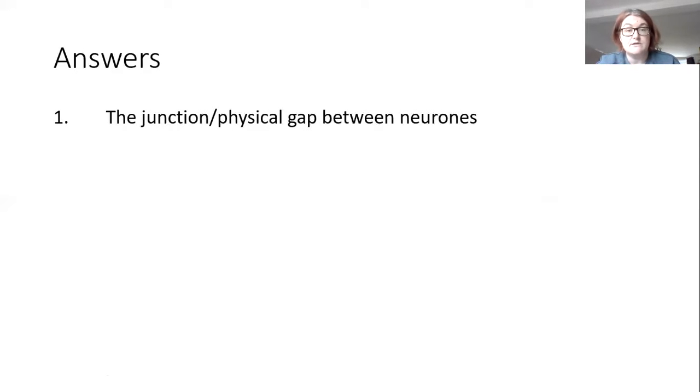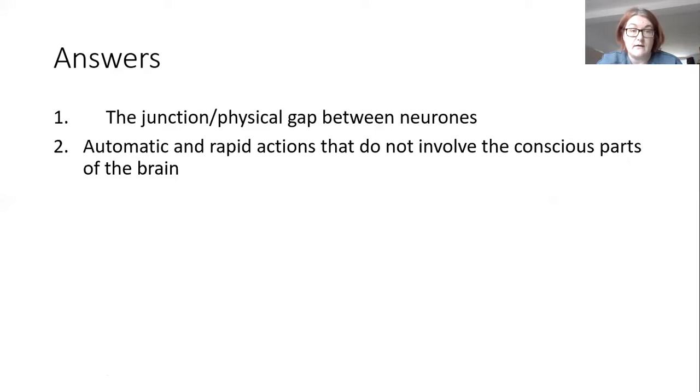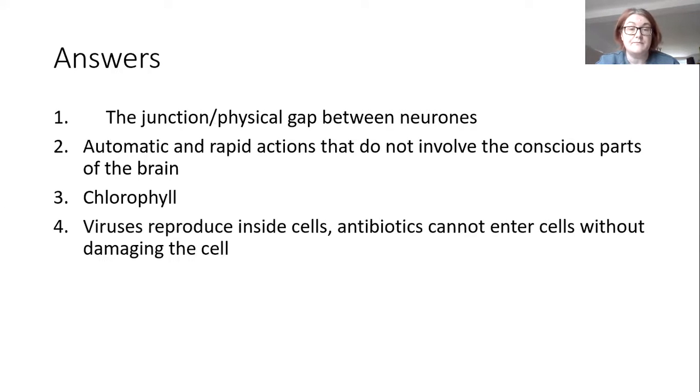So a synapse is the junction or the physical gap between neurons. The reflex action is an automatic and rapid action that's not involving the conscious parts of your brain, so it's a very quick action. The pigment that is present inside the chloroplast is your chlorophyll.